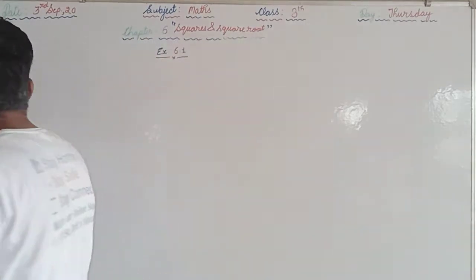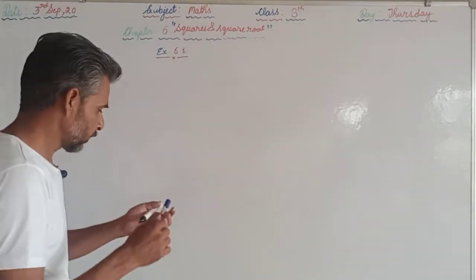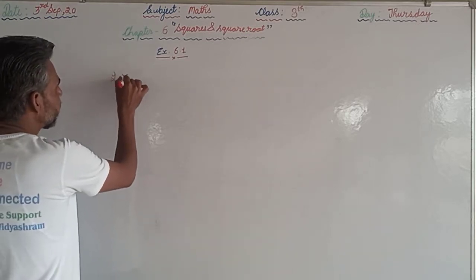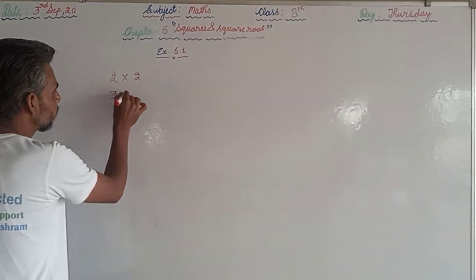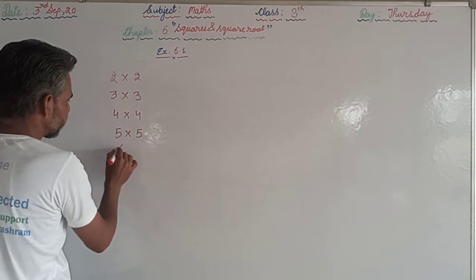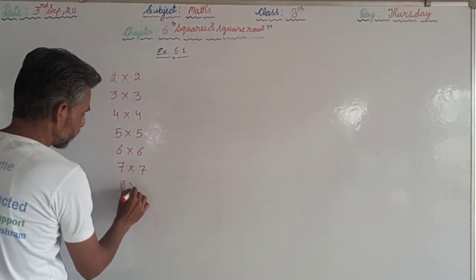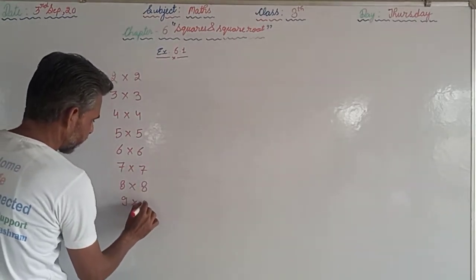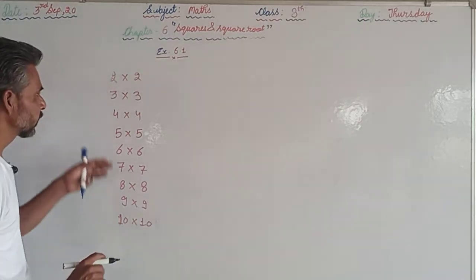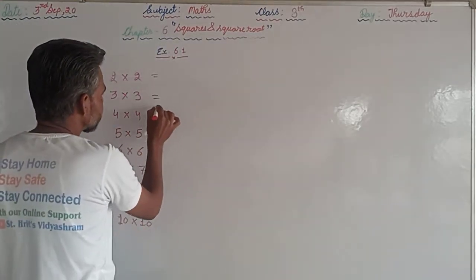So what is a square? Square means a number being multiplied by itself. If 2 is multiplied by 2, or 3 by 3, or 4 by 4, 5 by 5, 6 by 6, 7 by 7, 8 by 8, 9 by 9, or 10 by 10, means we have to multiply the number by itself, then that will be known as the square.